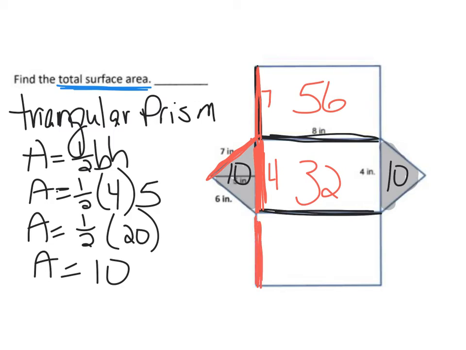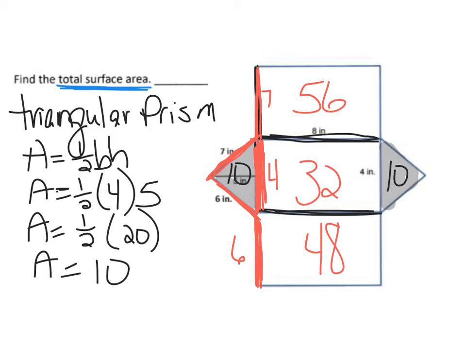Well, what's the measurement? It's 6, right? Because this will connect to that part right here. So then 6 times 8 is 48. So they're all different. They're not always the same. Always check those sides that are going to connect to your rectangles.